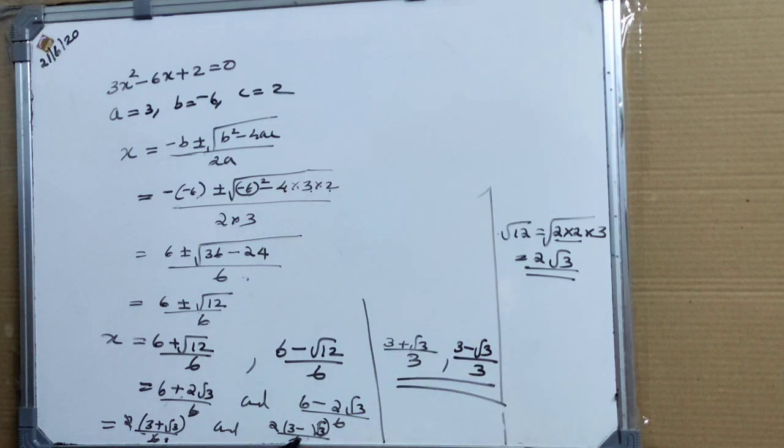Here 2 and 6 are getting cancelled. Can you see? We get 3 here. So that is why 3 plus root 3 by 3 and 3 minus root 3 by 3. Hope you followed all this. Go through all the steps in detail and solve some more questions. Try to solve some more questions. Okay, thank you.